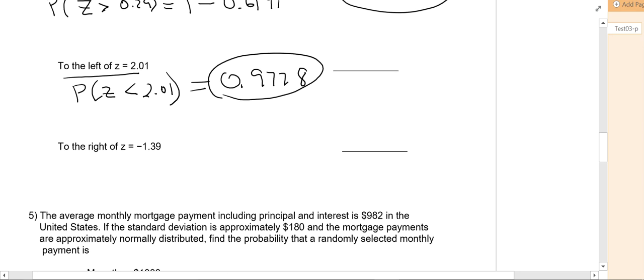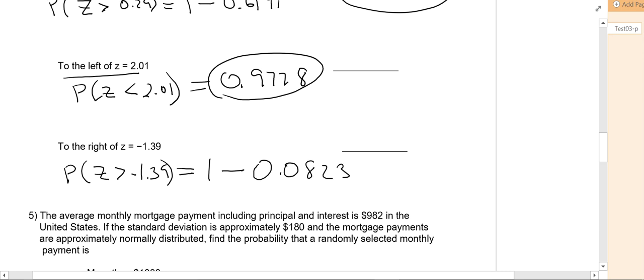One more. The probability of being to the right of negative 1.39. So if I'm to the right of this number, I'm asking the probability of being larger than this number, correct? Well, that is, again, opposite of what the table tells me. So I'm going to be subtracting from 1. I'll look up minus 1.39 in the table, and I find it is 0.0823, and I do my math, and I get 0.9177.